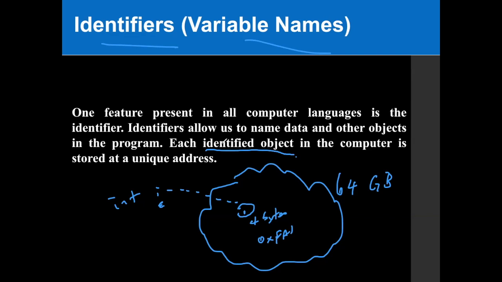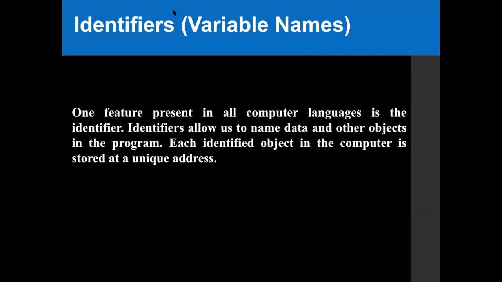That's what we meant. So each identified object, we loosely term this as something that occupies a memory address, that consumes memory at runtime. That's what we mean by object. So each of these objects, once it has a name to it, this is what we call an identifier. So with that, let's move on to the next page.